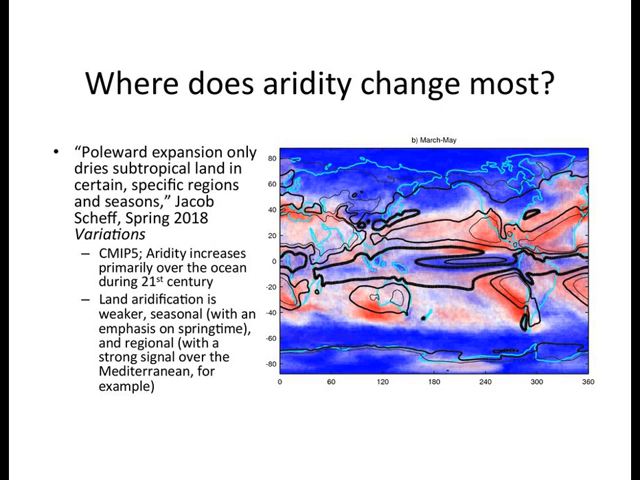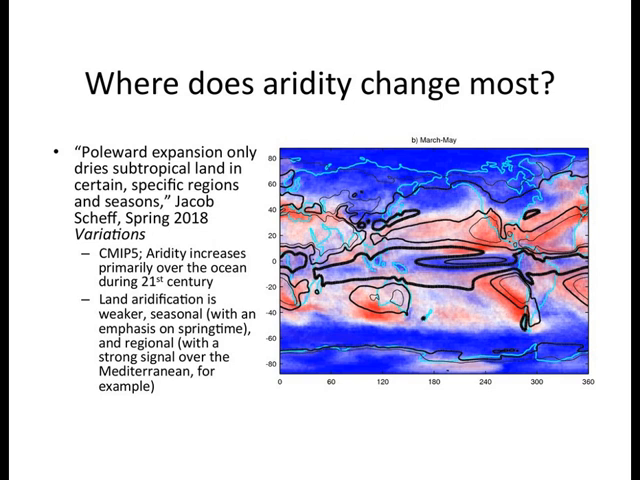Jacob argues that this isn't as important as changes in aridity over land. If you look at changes in aridity over land, for the most part, they're smaller than changes of aridity over the ocean. So that may be considered a good thing. This land aridification is also seasonal. In many regions, it's strongest during the springtime. And of course, it's regional.